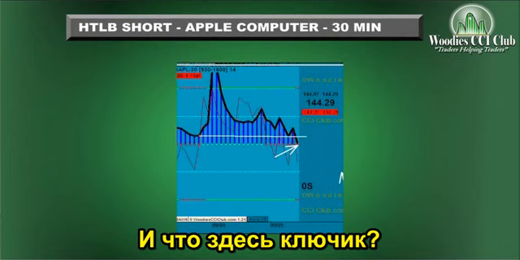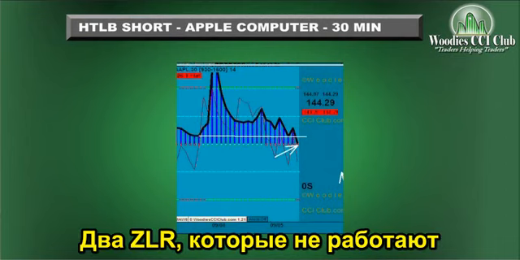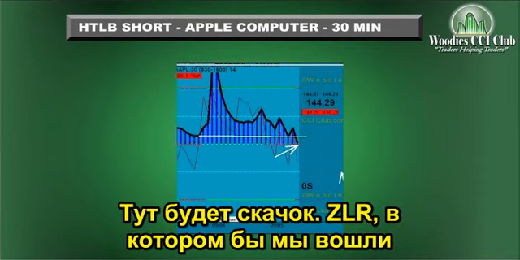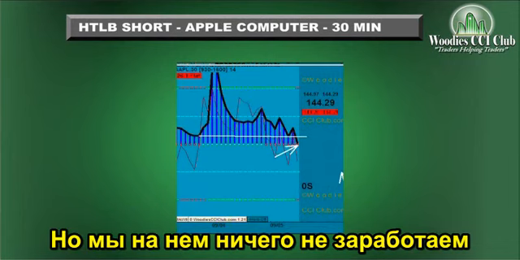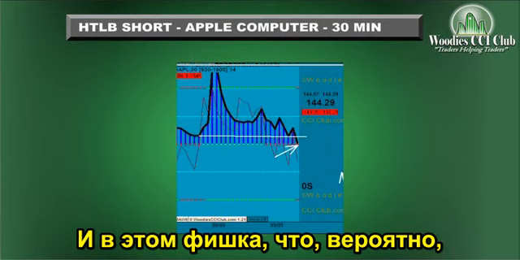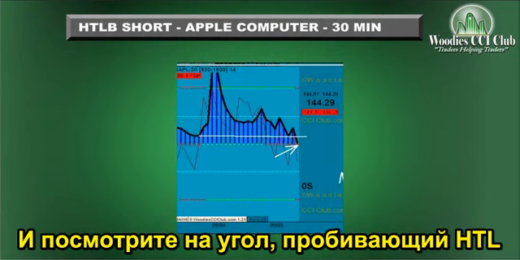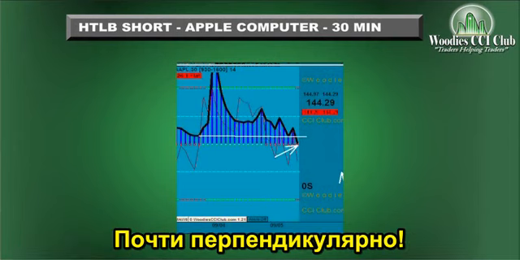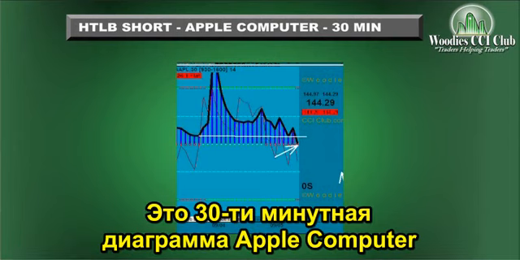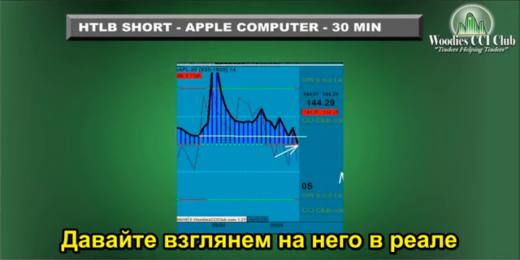And again, what were the clues? We had 2 zero line rejects that really didn't go. Both of these would have been zero line rejects that we would have taken, but we wouldn't have made any money on them. And so that was a clue that possibly this horizontal trend line will work. And so again, look at the angle breaking that horizontal trend line, almost perpendicular. This is on Apple Computer on a 30-minute chart.